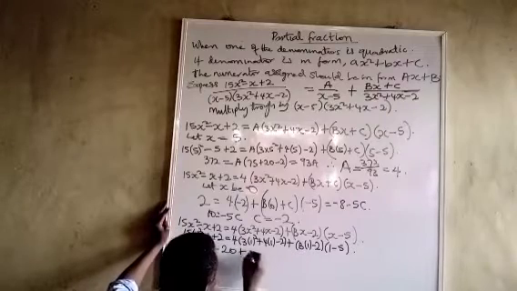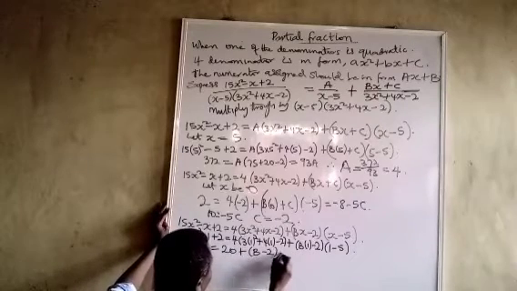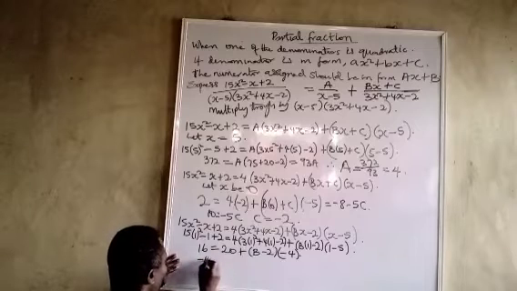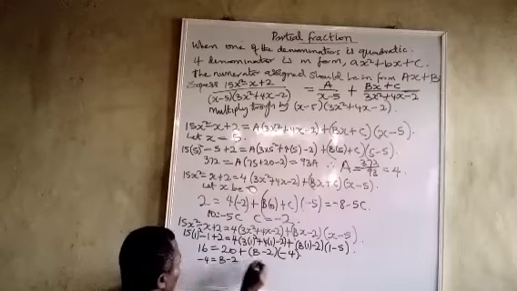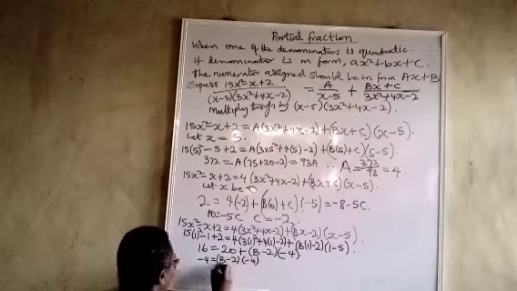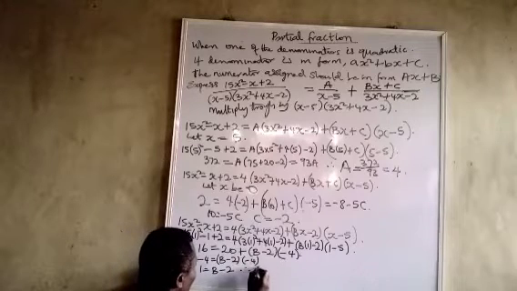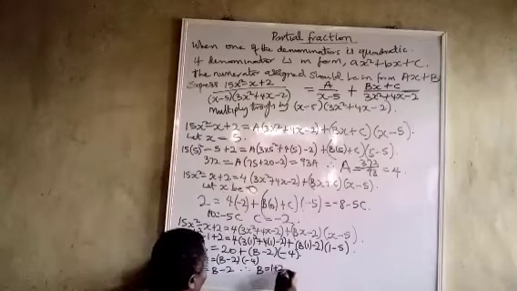plus b minus 2 into minus 4. So what does that give me? Let me bring this one here. I have minus 4 equals b minus 2 into minus 4. So 1 equals b minus 2. Therefore, b is equal to 1 plus 2. B is equal to 3.